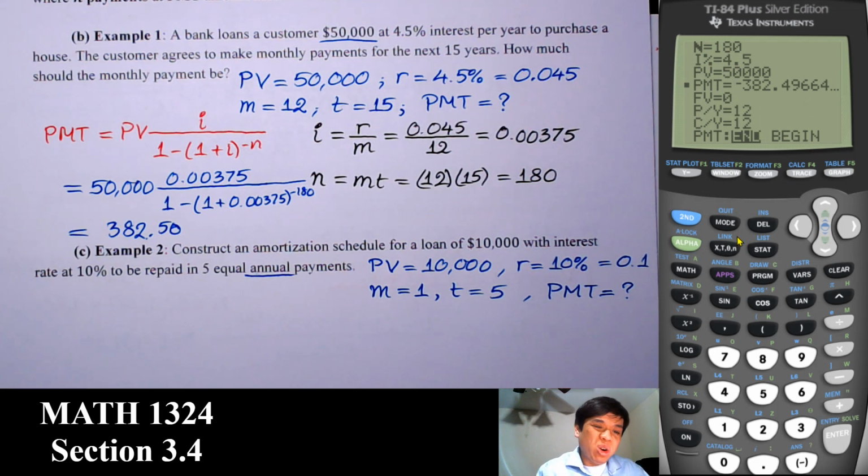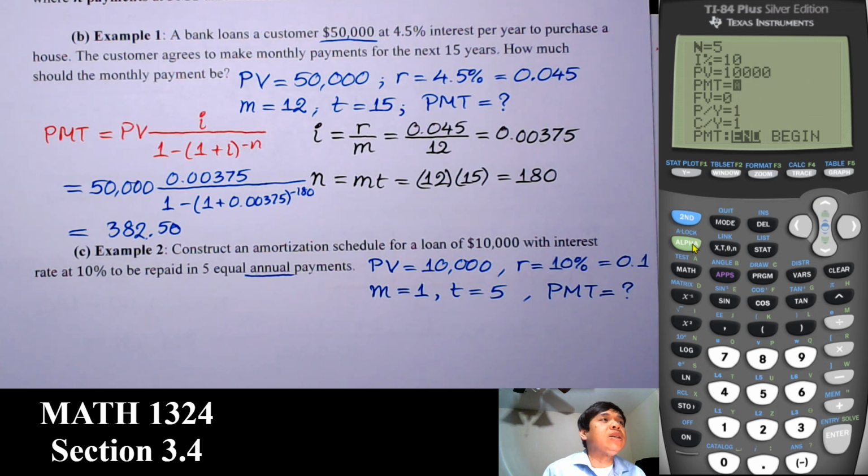I'm just going to use a calculator here so that we're quicker, because the idea is not to find the payment. The idea is how to construct a statement, if you will. Number of payments, 1 time a year for 5 years. That's 5. Interest rate 10. A loan, so they give us the money, $10,000. Payment we don't know, just keep 0 for a moment. Future value is 0. 1 payment a year.